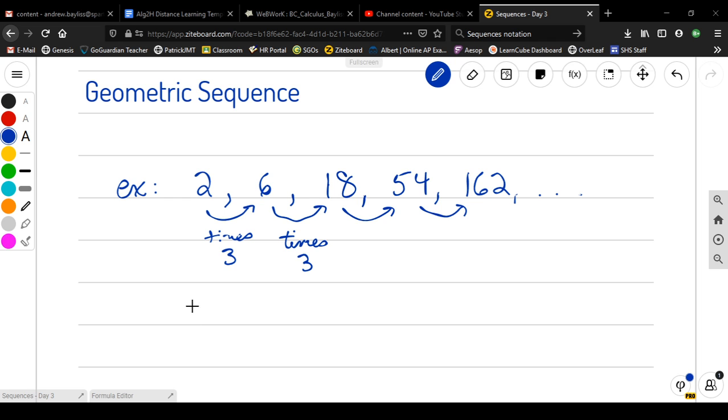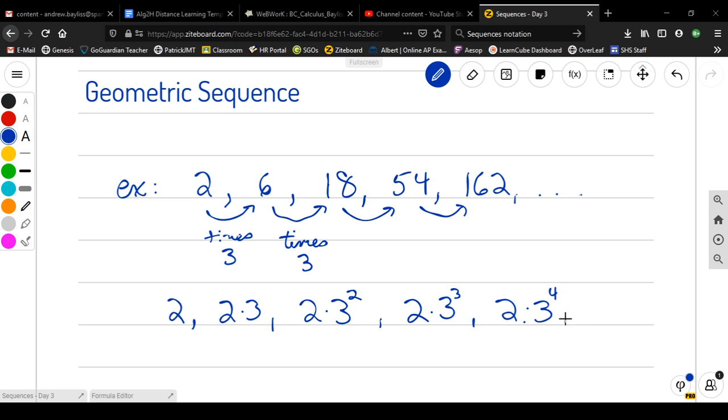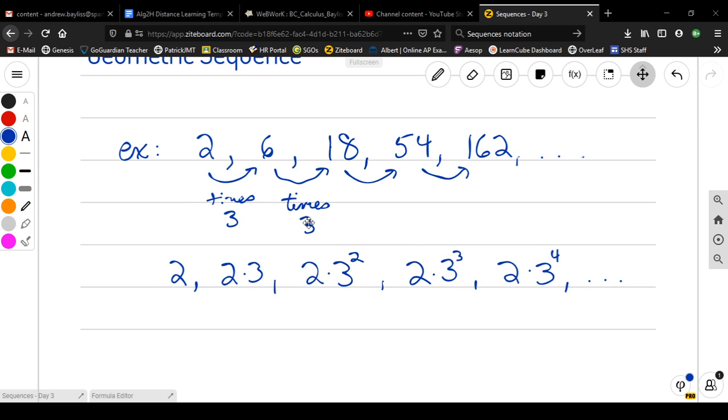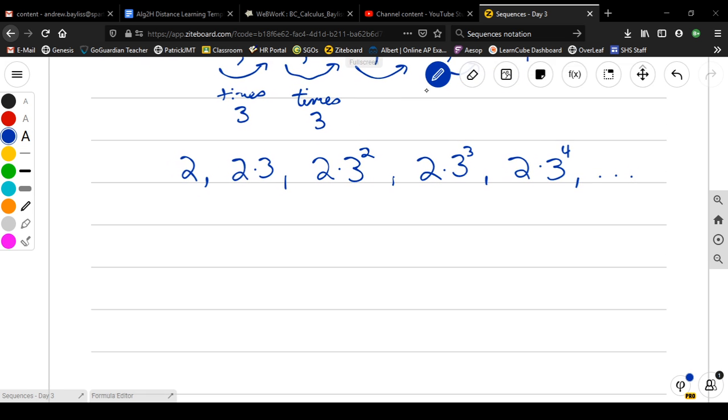So I could write this as 2, 2 times 3, 2 times 3 squared, 2 times 3 cubed, 2 times 3 to the 4th, and so on, right? We can see that each term is just an extra multiplication of 3, of this common factor. We call it a common ratio, all right?